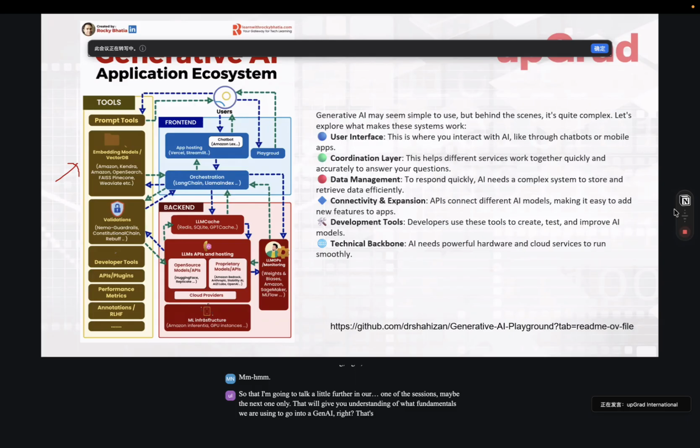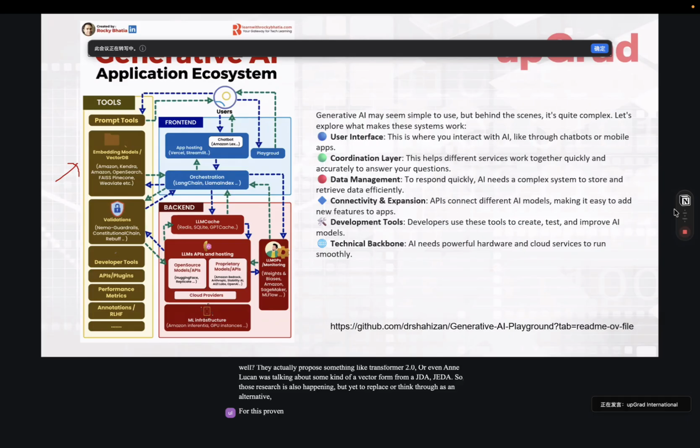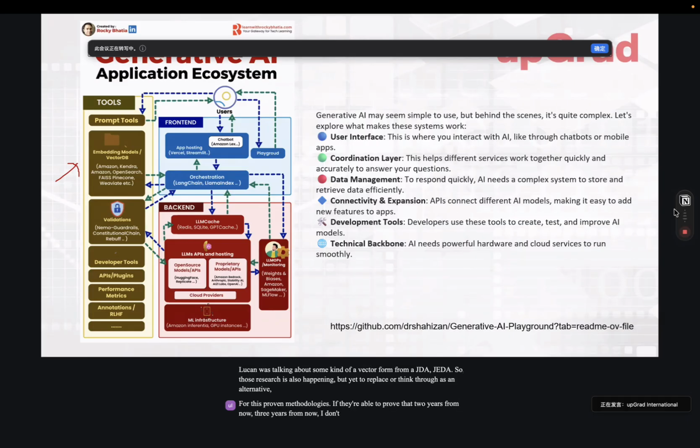That's where the transformer-based approach comes in. But there is fundamental research, even from Yann LeCun and from Google, on whether we can change that transformer way of doing it. They have proposed something like Transformer 2.0, and Yann LeCun was talking about some kind of vector form from JEPA. So that research is also happening, but it is yet to replace or be thought of as an alternative to these proven methodologies. If they are able to prove it, 2 years from now, 3 years from now, I don't think we are working on exactly the same thing.